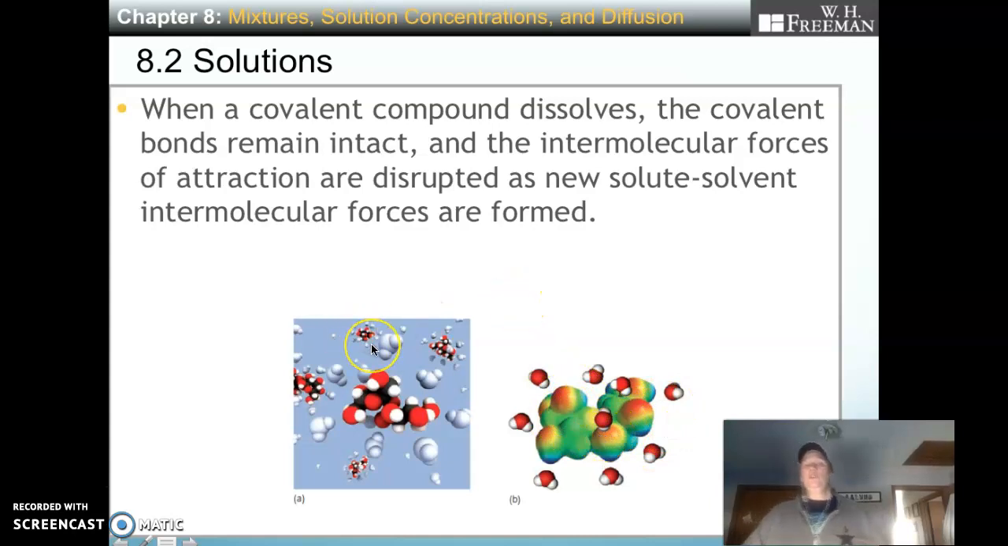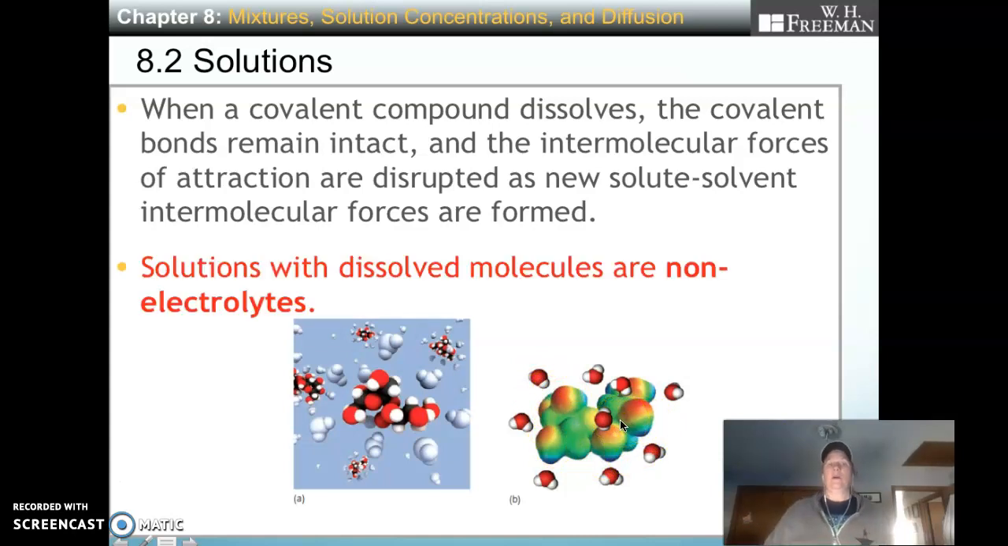So whenever you have a nonpolar substance and you try to dissolve it in water, it won't dissolve. And again, remember, likes dissolve likes. Water is polar. This is nonpolar. They won't dissolve each other. Okay, so solutions with dissolved molecules, they're called non-electrolytes. There is nothing to conduct electricity. You don't have ions with their positive and negative charges.